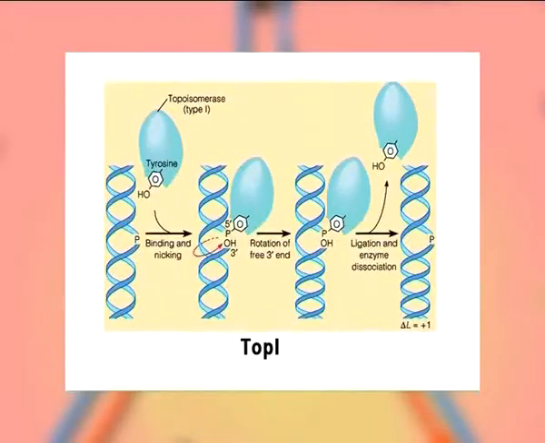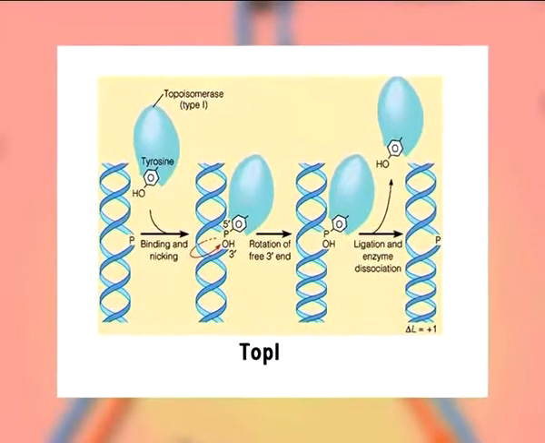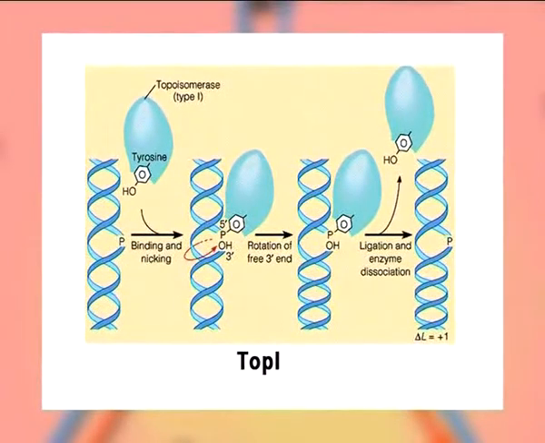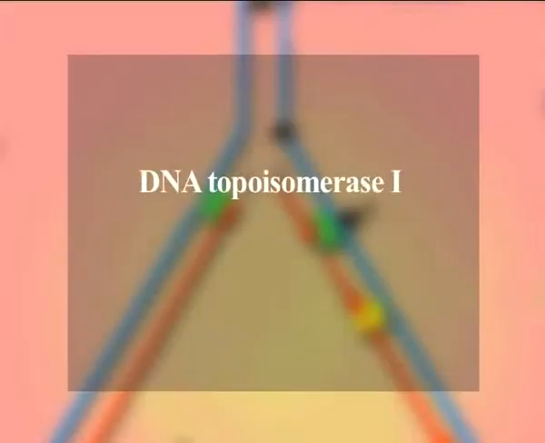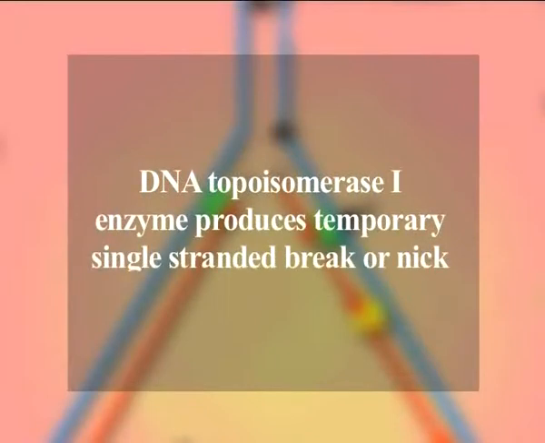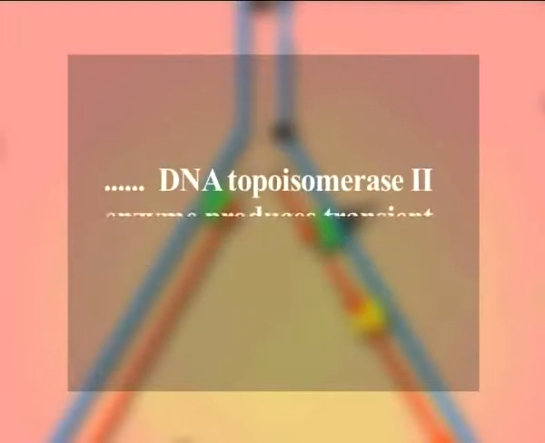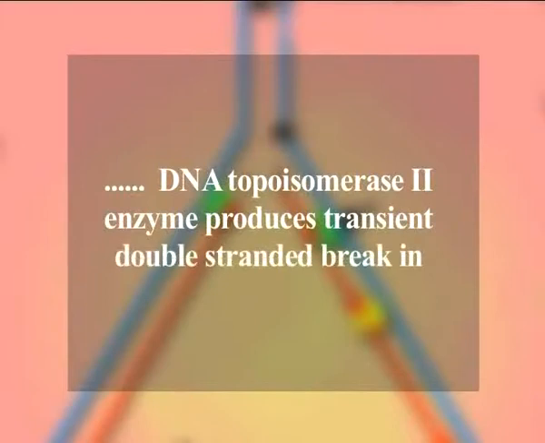This problem is tackled by the enzyme topoisomerase, which opens the coiled turns by creating a small nick in one strand, letting the molecule uncoil by one turn and closing the gap. The topoisomerases are of two types. Number 1, DNA topoisomerase 1 enzyme produces temporary single-stranded break or nick in DNA. And number 2, DNA topoisomerase 2 enzyme produces transient double-stranded break in DNA.